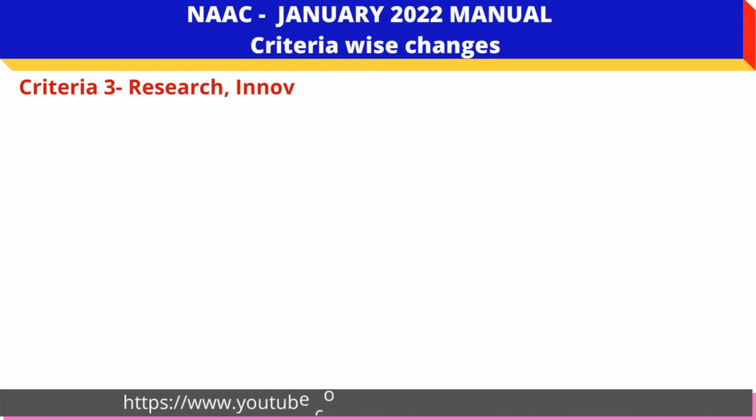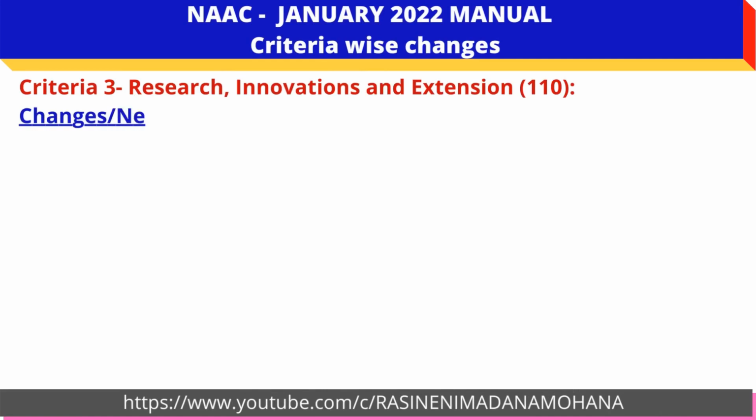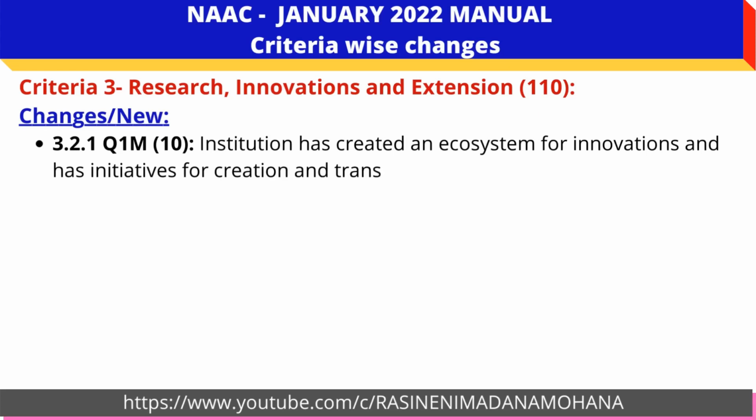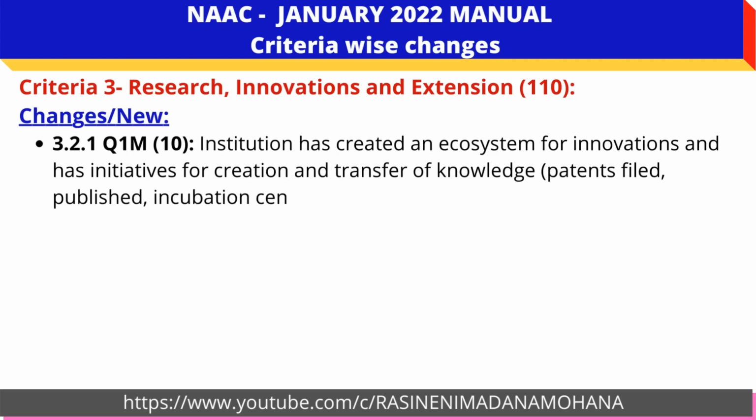Now coming to criteria 3, research, innovations and extensions. The changes and new are 3.2.1, qualitative metric, 10 weightage. Institution has created an ecosystem for innovation and initiatives for creation and transfer of knowledge. What is new here? Earlier also this was there, the qualitative metric. The new thing here is that patents filed and published is newly added. Earlier, this was not there.